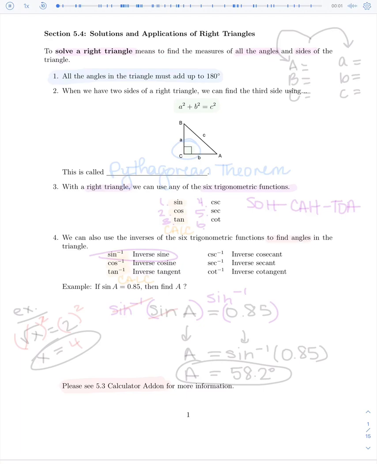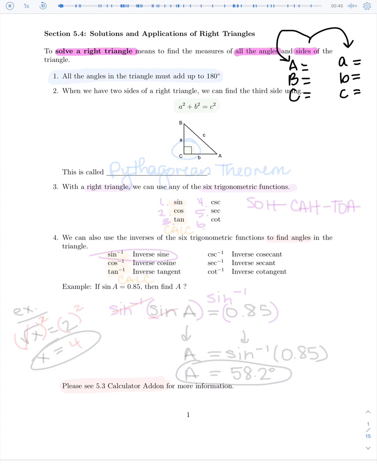In section 5.4, we're going to look at more applications of right triangles and go over a couple things that we do know about right triangles. Whenever you're told to solve a right triangle, what they mean is you need to find all missing angles and all the missing sides. So that means you should know what angles A, B, and C are equal to, and one of them, if it's a right triangle, has to be 90, but you should know all three angles. And you also need to know all three sides, A, B, and C. That's what it means to solve a right triangle.